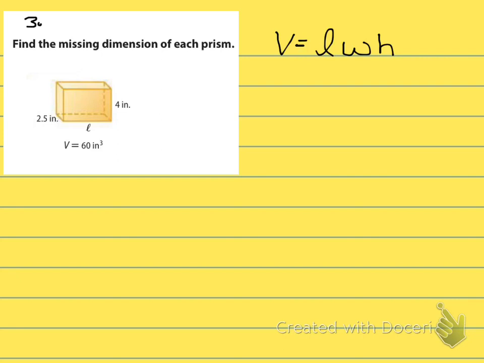So we do know our volume is going to be 60 inches cubed. So we're going to write a 60 right there. Then we're going to look for our length, and as you can see, our length right here is what we're missing, so we're just going to write an L. And then it'll be an L times. Now we're going to look for the width. Now the width, remember, is going to be from front to back, and so we're looking at the width right here.